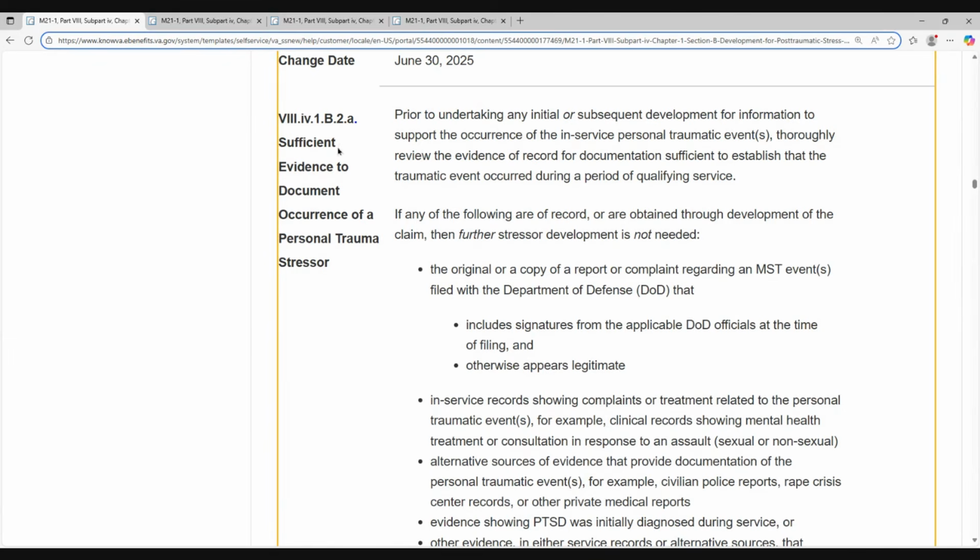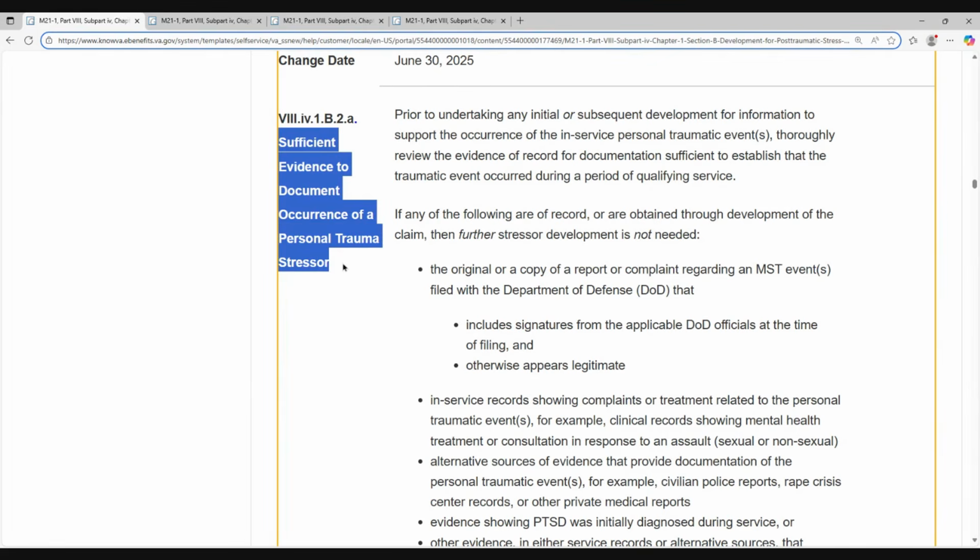Now, this manual reference right here, 841B2A, talks about the sufficient evidence to document the occurrence of a personal trauma stressor. Now, this could be military sexual trauma, or this could be actual personal trauma, like you were beat up or something like that. This is the objective evidence situation. So, like you have hospital records, police reports, things like that. Now, if you don't have this stuff, it's okay. There are other ways we can use the subjective review.